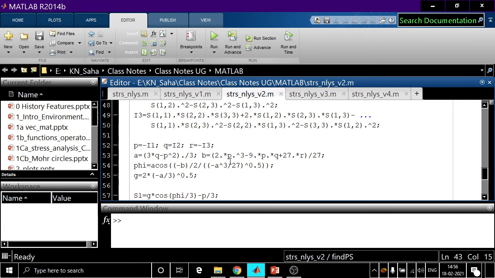3q minus b square, and this quantity divided by 27. They are the P and Q of the analytical solution. These are A and B.